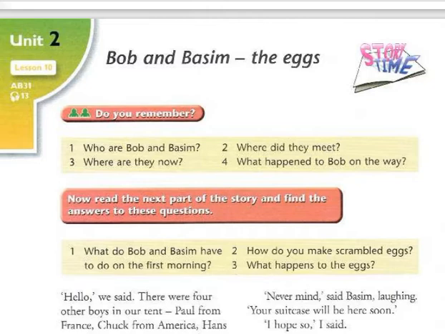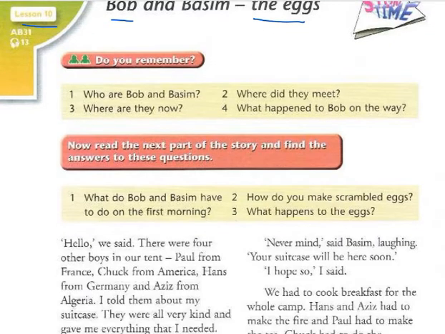Now we have reached unit 2, lesson 10, entitled Bob and Basim. The eggs. So it's okay to review some questions that you studied before. Who are Bob and Basim? You should know that because you already know who Bob and Basim are. They are two boys, and someone is unlucky, very unlucky, and he is always in trouble.